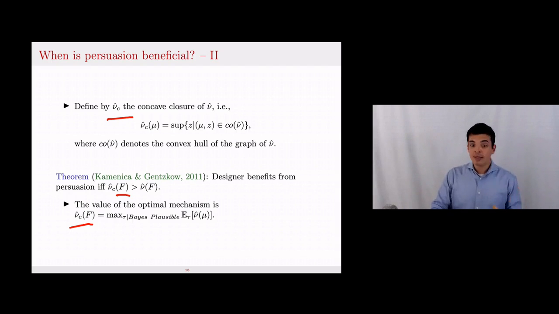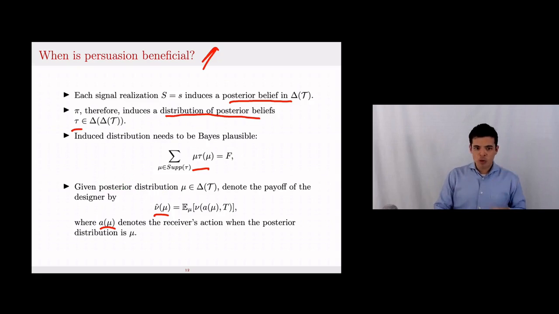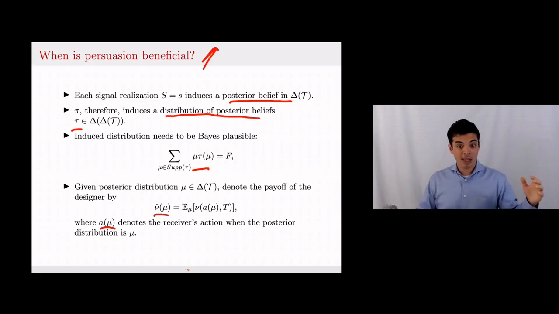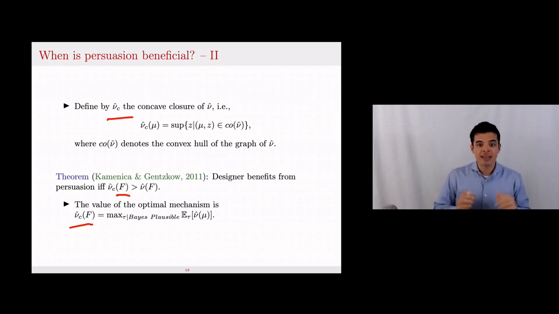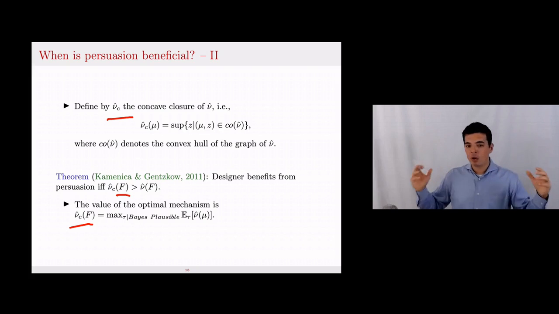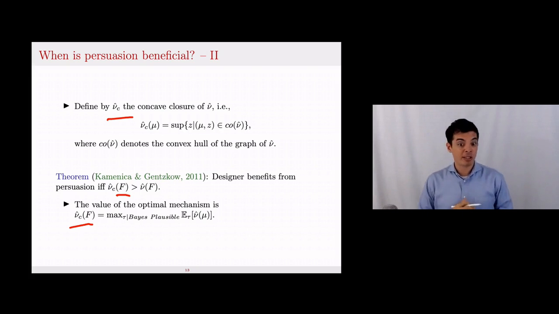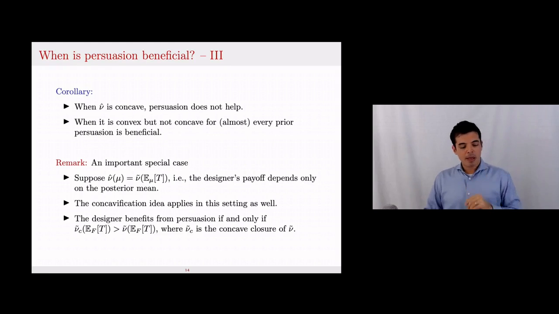This is a super nice result. It basically says that the key object to think about is the payoff that the designer will receive under any posterior belief. By comparing this nu hat function with its concave closure, you can reason about when there is value, when there is need for persuasion, when you can strictly improve your payoff by designing an information structure appropriately. Now, there are a couple of immediate corollaries as well.